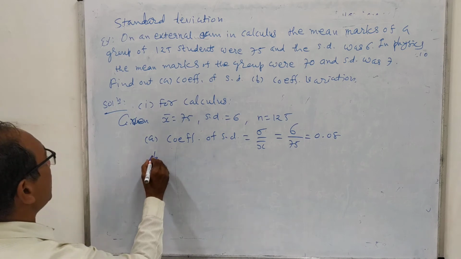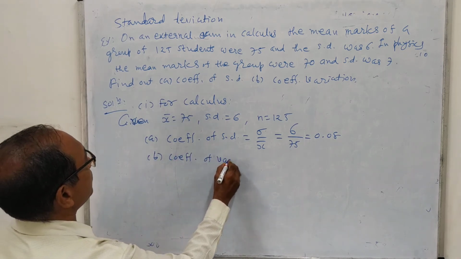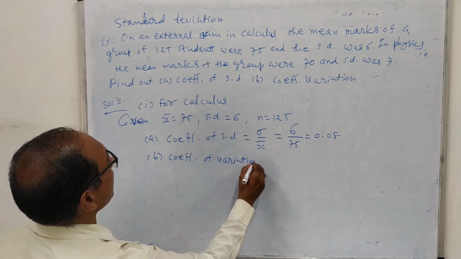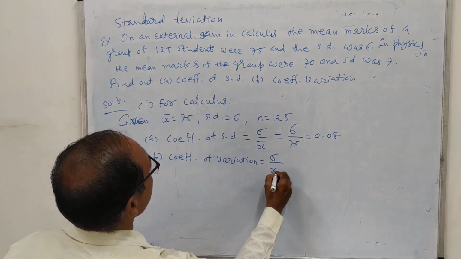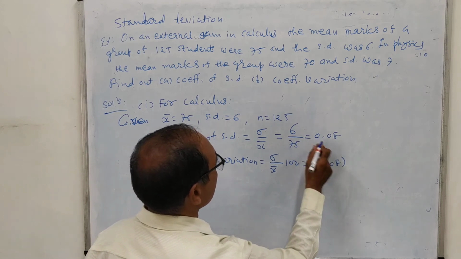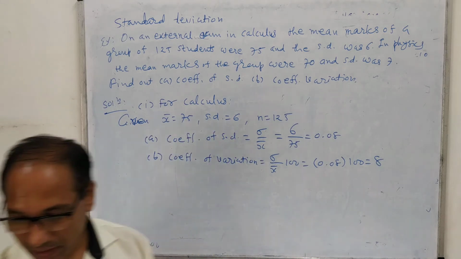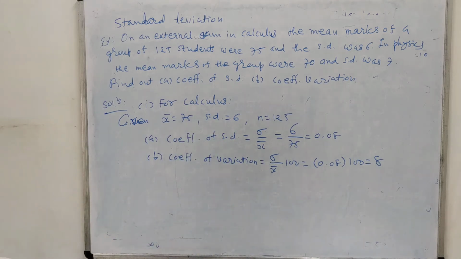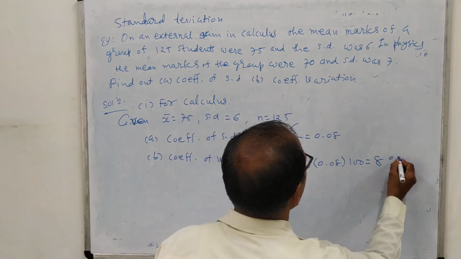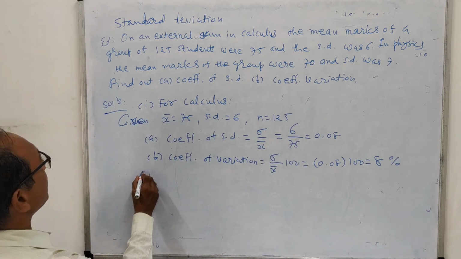Similarly, B part, coefficient of variation. Coefficient of variation is nothing but sigma upon x bar into 100. So we have already obtained sigma upon x bar in the first part, into 100. That means it is nothing but 8. And we can also put the percentage sign.